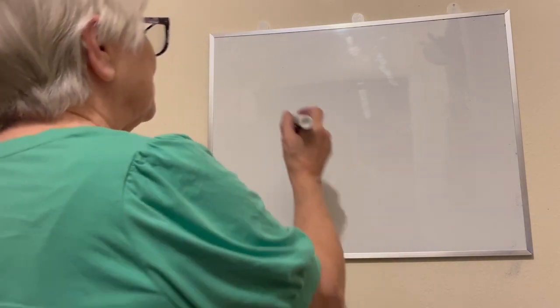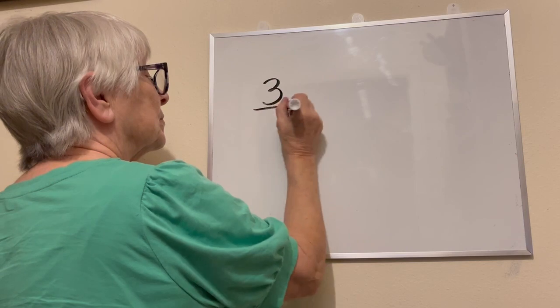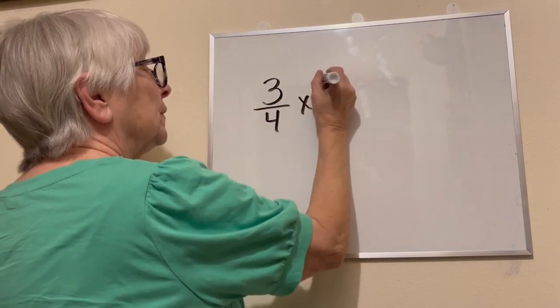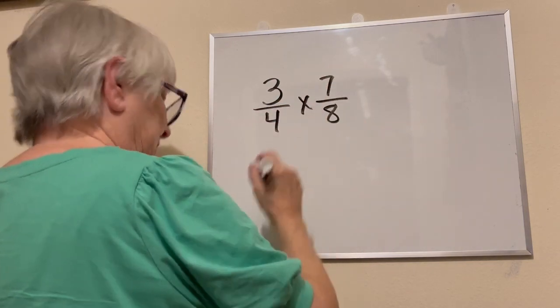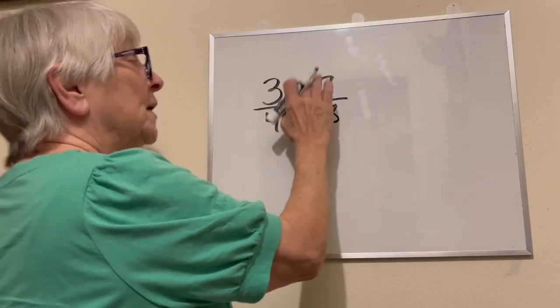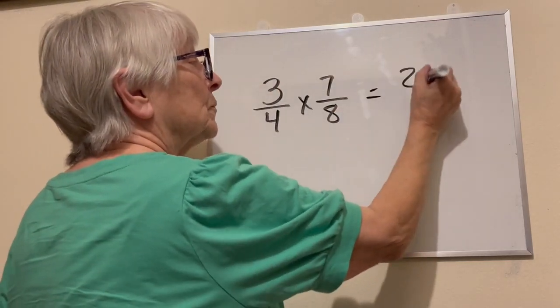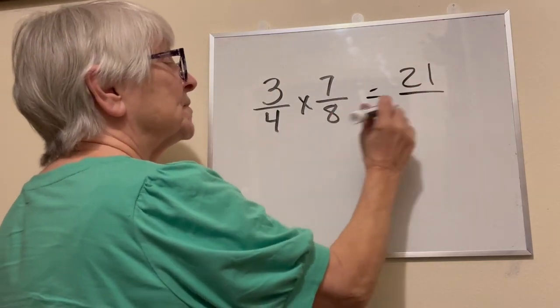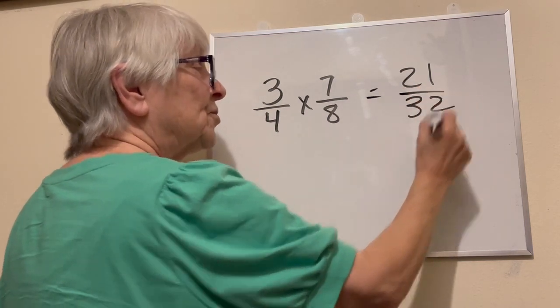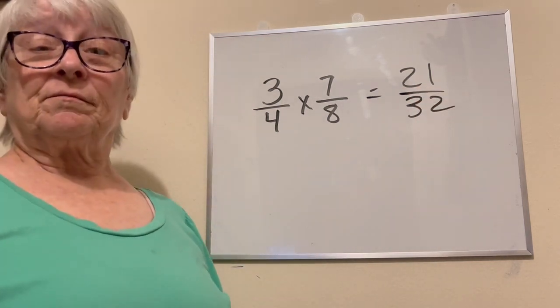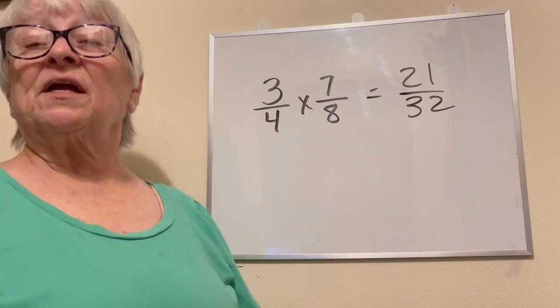3/4 times 7/8. 3 out of 4 times 7 out of 8. Well, 3 times 7, 21. 4 times 8, 32. It's 21/32. Funny answer, but it's the right one.